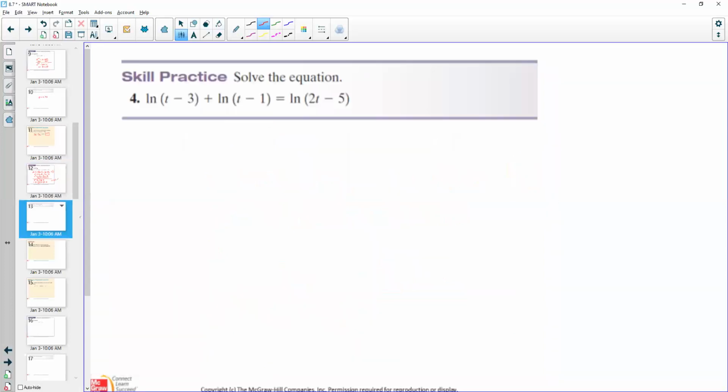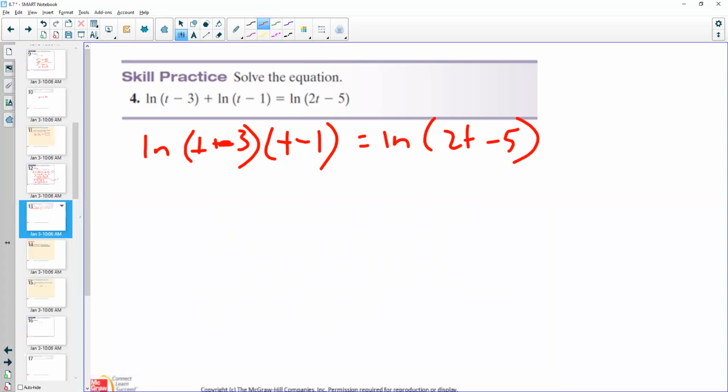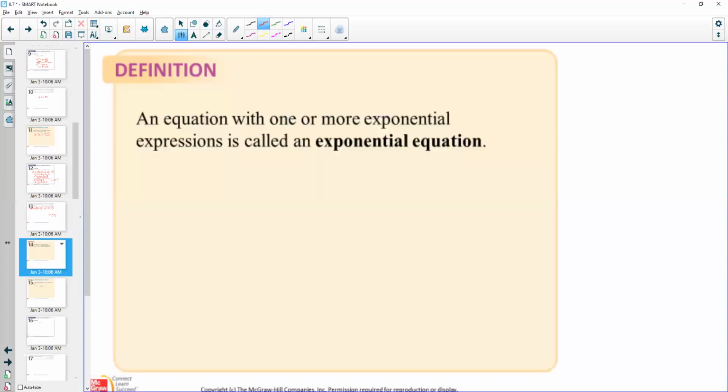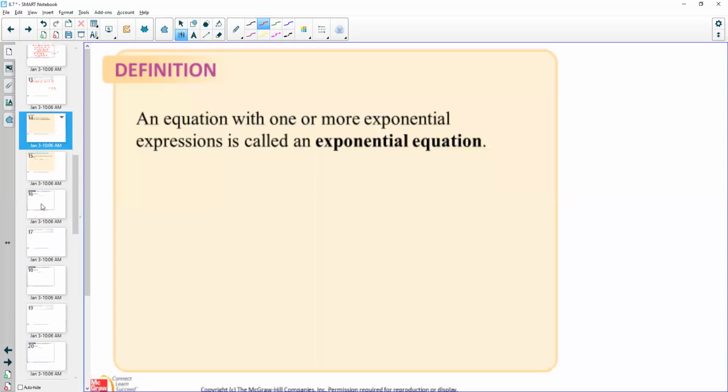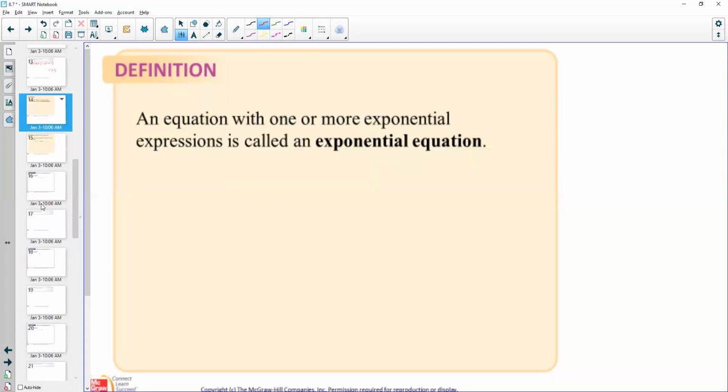So do the same thing here, same idea. What you're going to get is combined on the left, ln of t minus 3 times t minus 1 equals ln of 2t minus 5. ln's drop away. Just solve it, okay? In this case, t is going to equal 2 and 4, but only one of them is going to work, the 4. The 2 is not, so please be careful to check them. All right. We can also solve exponential equations, okay? We can go the other direction.